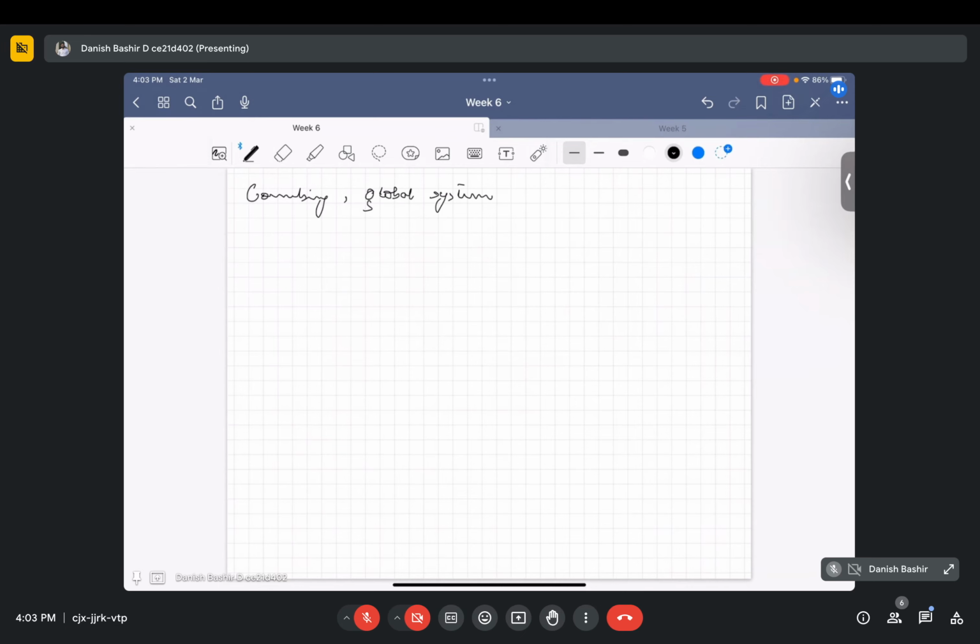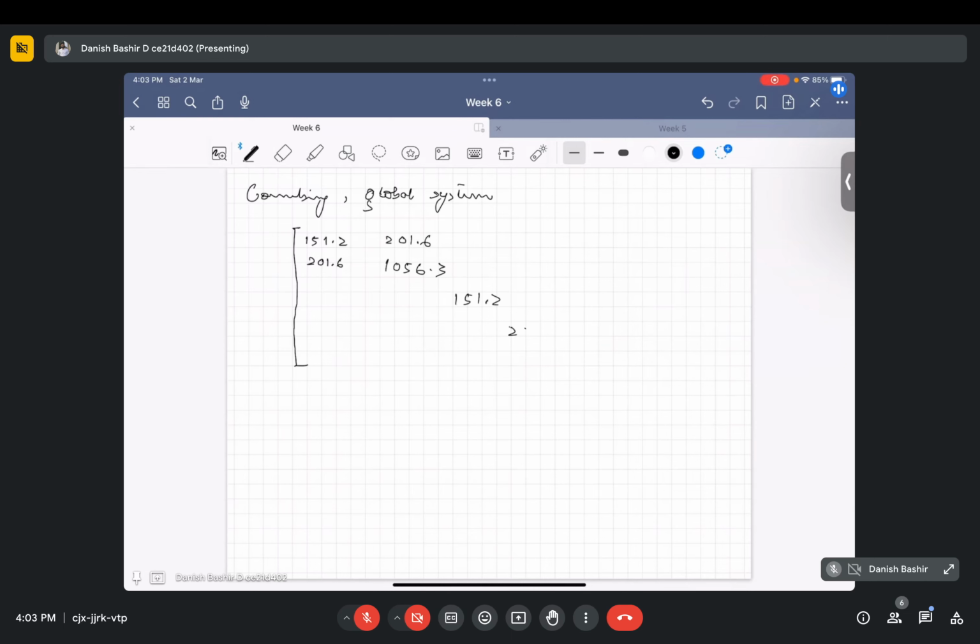Our global system will look like this. It will be a 6 cross 6 matrix. Its elements will be 150, 1.2, 201.6. Okay, 201.6, 105, 6.3. Then this element will be 150, 1.2.